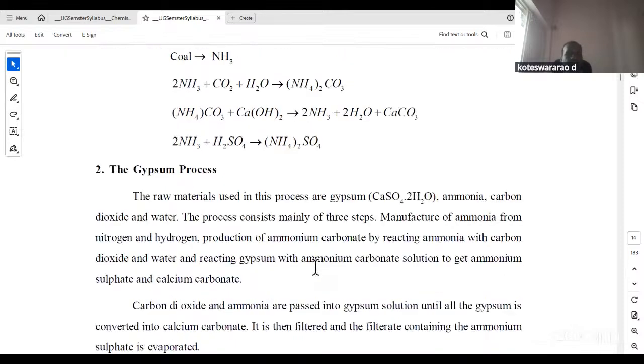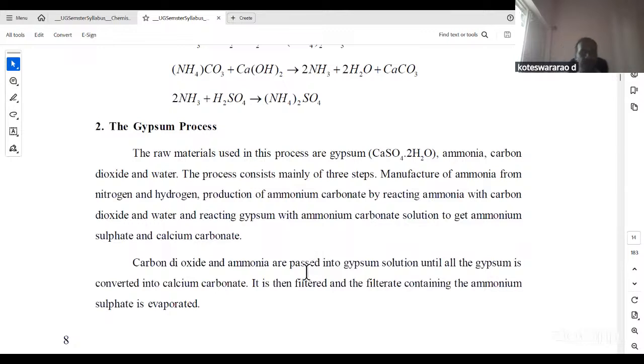Okay. Next, the second process is the gypsum process. The raw materials used in this process are gypsum, ammonia, carbon dioxide and water. The process consists of mainly three steps: manufacturing of ammonia from nitrogen and hydrogen, the production of ammonium carbonate by reacting ammonia with carbon dioxide and water, and reacting gypsum with ammonium carbonate solution to give ammonium sulfate and calcium carbonate.